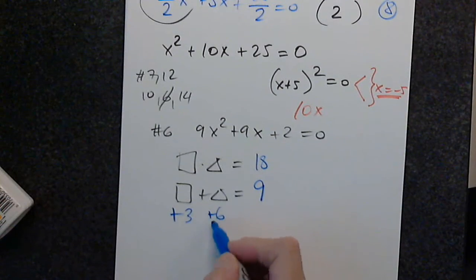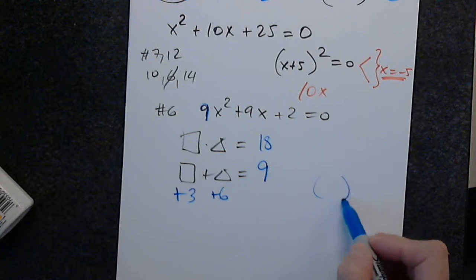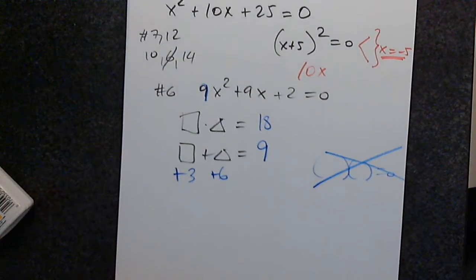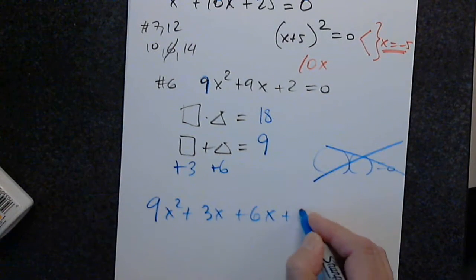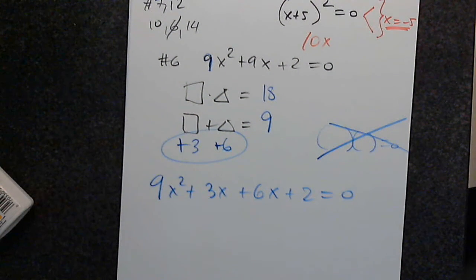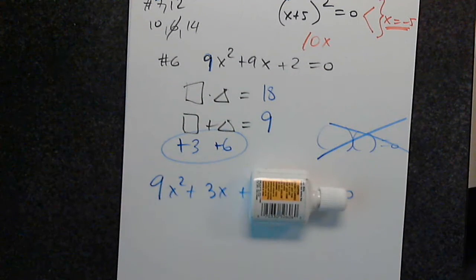Indeed, 3 and 6. Remember, because the leading coefficient is not 1, you cannot write this. Nope. Nope. We have 9x squared plus 3x plus 6x plus 2 equals 0. We have to use these 2 to break or change, if you like, the trinomial into a polynomial. If you go back and combine like terms, 3x with 6x, you are going backwards. So from the first 2, what do I pull out?